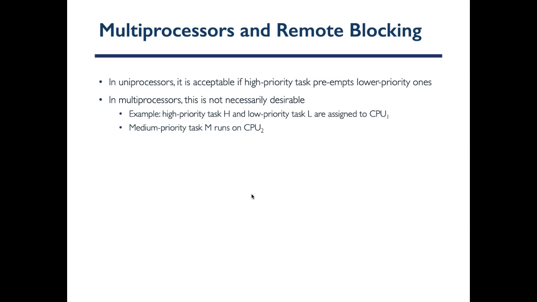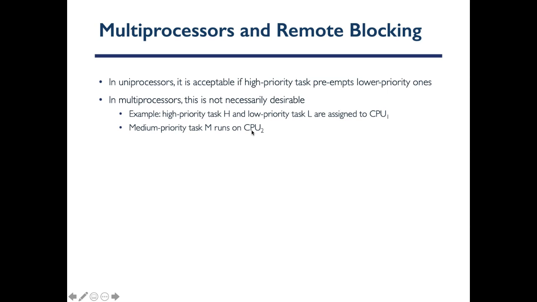But this is not necessarily a desirable property in multiprocessors. You might think it should be, but let's look at an example that gives you a perspective on why you might not want to let high priority tasks preempt low priority tasks. Let's say you have a multiprocessor with 2 CPUs. Let's say for load balancing issues or whatever reason, you have put a high priority task and a low priority task on CPU 1, and you have a medium priority task on CPU 2.